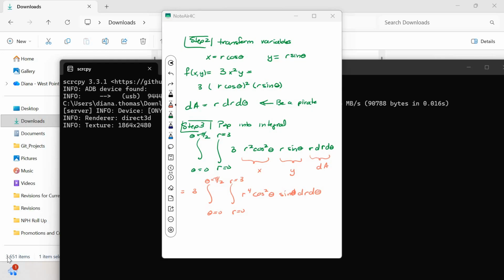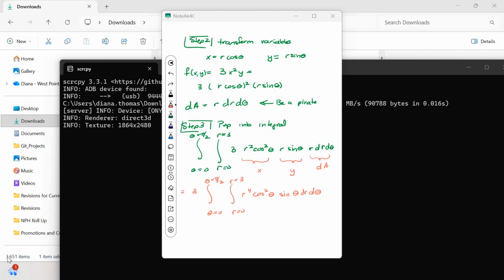Just a little bit better. And this is a theta here. Like that. All right, so I have r first, so it's going to be r to the 5th divided by 5.